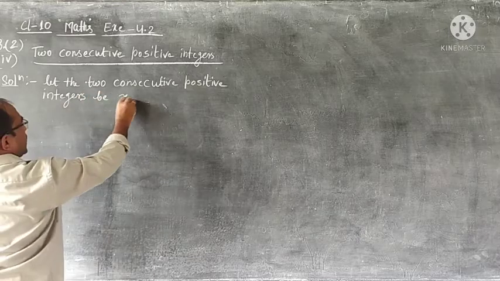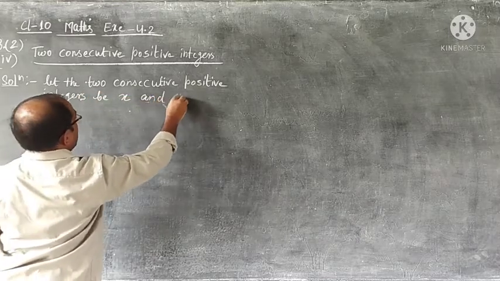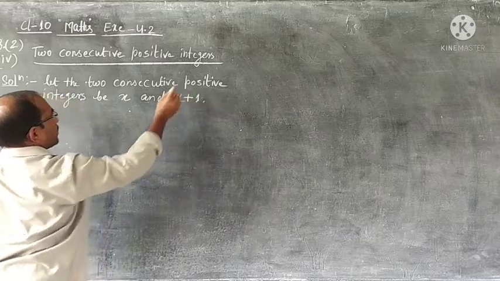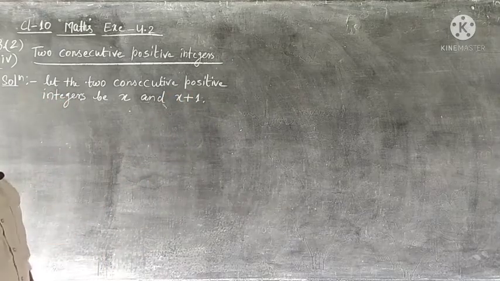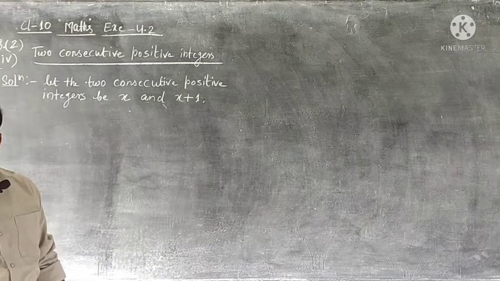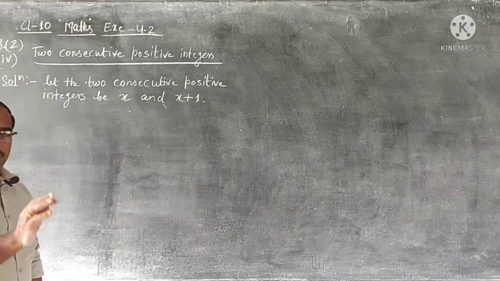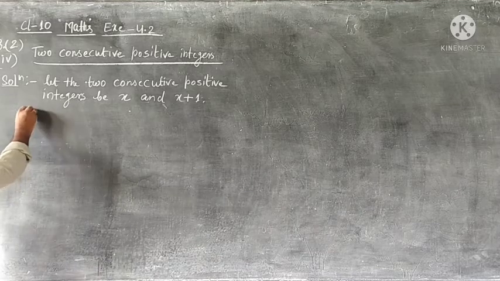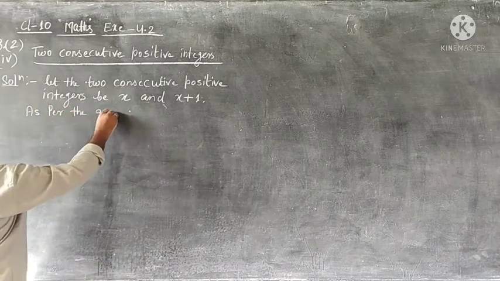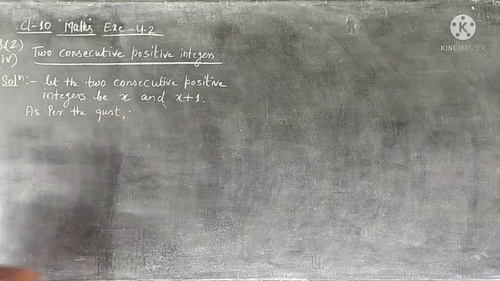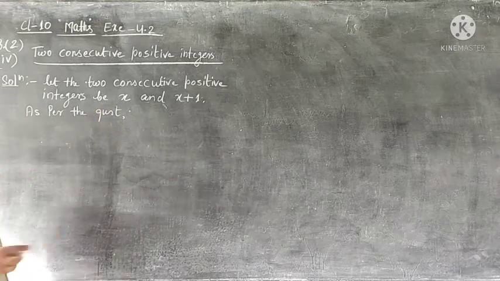Let one number be x and another one x plus 1. Only this much. Starting only, we need to get this point. After that, the sum of whose squares is 365. As per the question, sum of whose squares? Whose squares? That number's square. So which are the numbers?